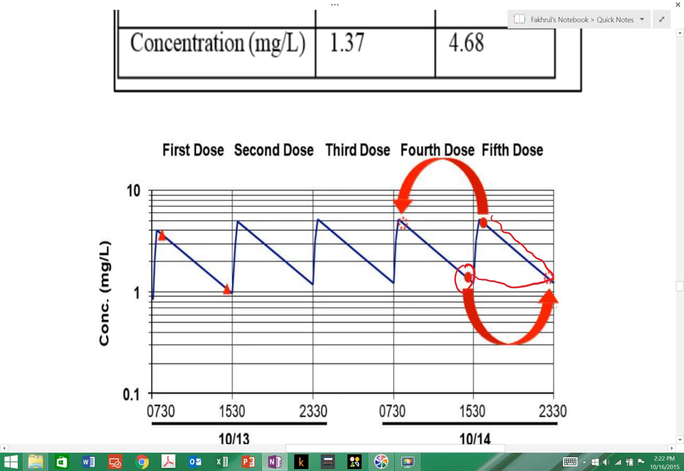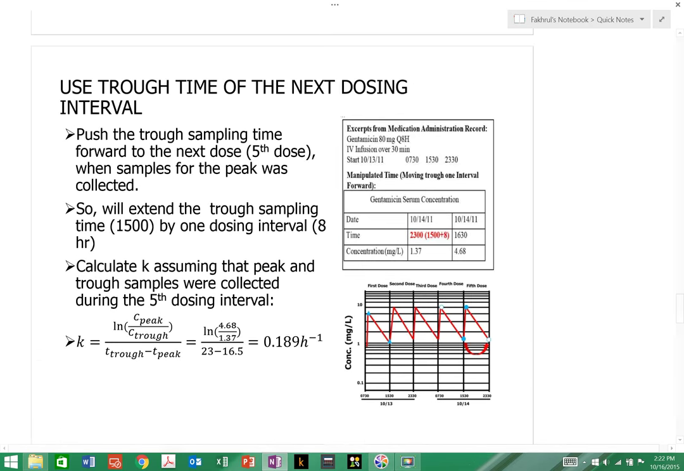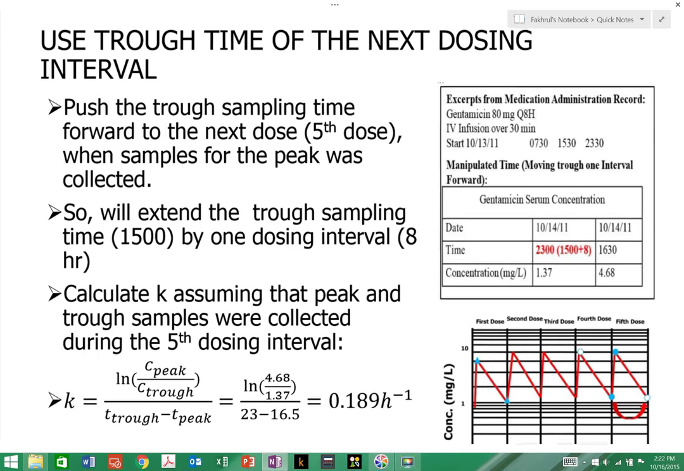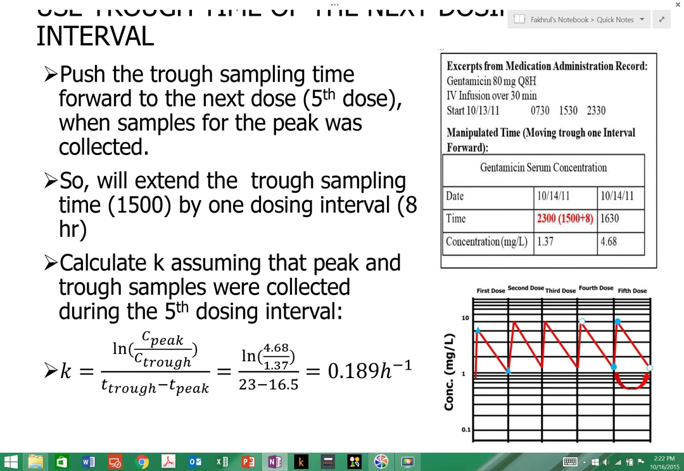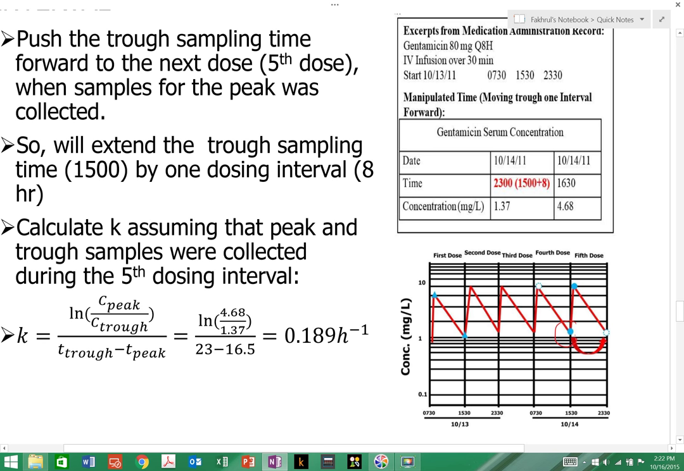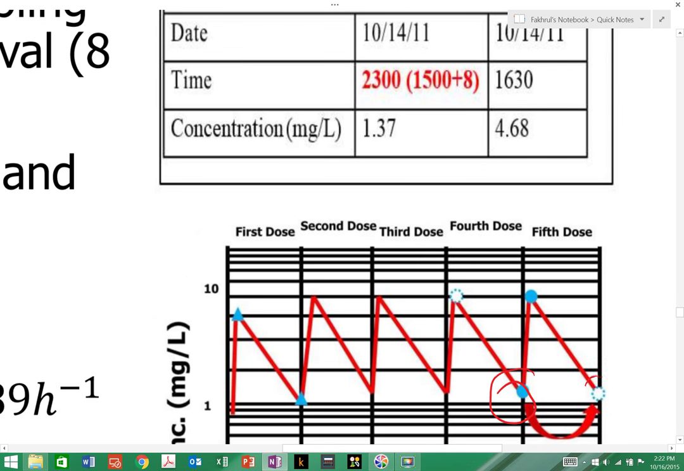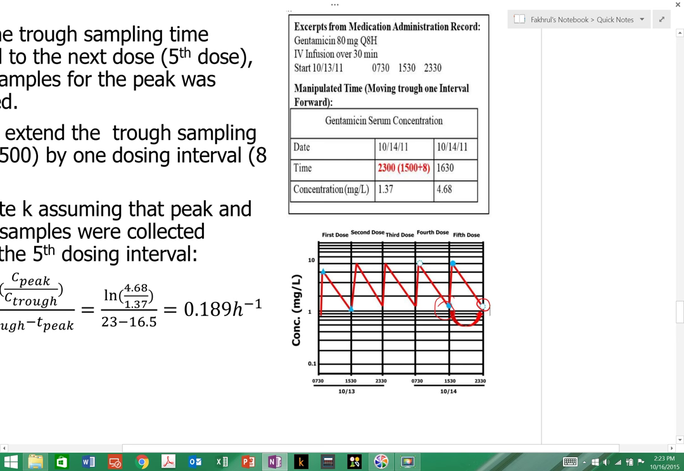Or if you don't want to do that, you assume the peak sample was taken on the fourth dose. Always it has to be the same dosing interval. You cannot use this time and that time. So there are several options you can do. One of them is this here: use the trough time of the next dosing interval. Here, what I'm saying is that although in reality you have collected the sample at this time, you just use the trough time at the next dose. So the next dose is the fifth dose. For this reason, you have to add 8 hours.